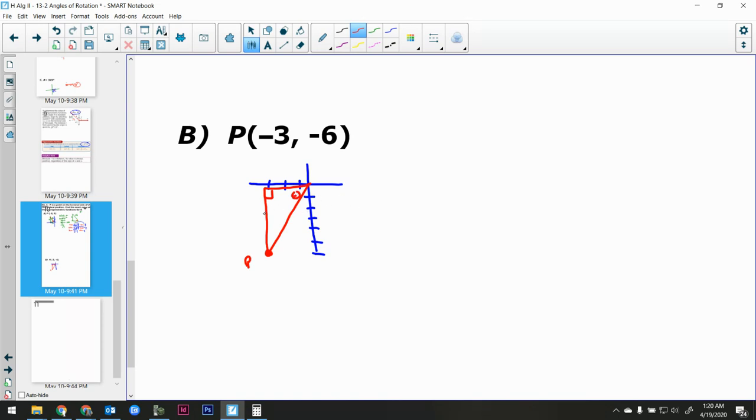Okay. Let's put in my dimensions. This was a negative 3. This is a negative 6. Let's figure out what my r value is. r squared is equal to negative 3 squared. Again, this is just Pythagorean, negative 6 squared. So r squared is equal to 9 plus 36, so r squared is 45. So r is equal to the square root of 45. Now that is 3 radical 5, because it would be 9 times 5.